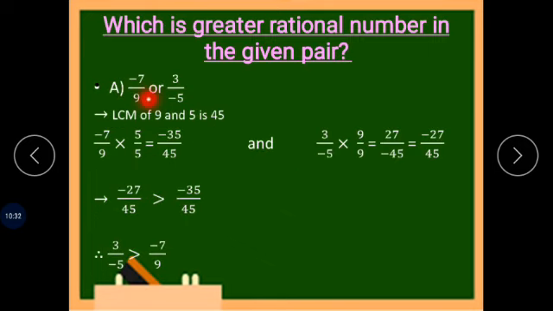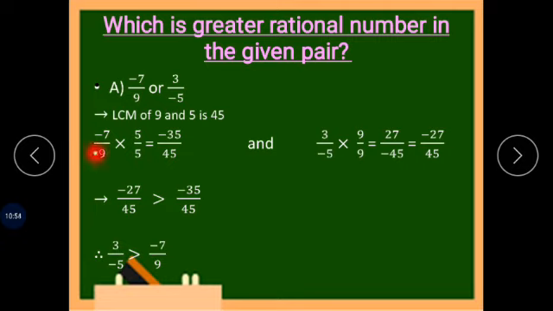Now minus 7 upon 9 or 3 upon minus 5. Which one is the greater? By only observing we can't tell which one is the greater. So what do we have to do? First find the LCM of 9 and 5. So the LCM of 9 and 5 is 45.